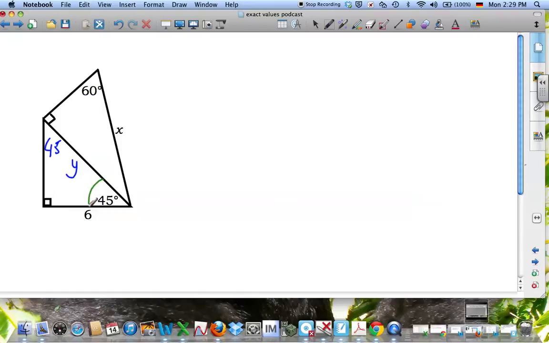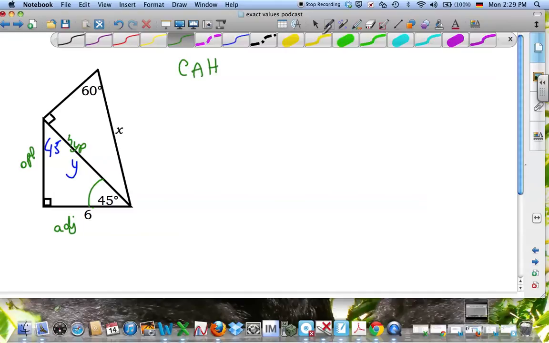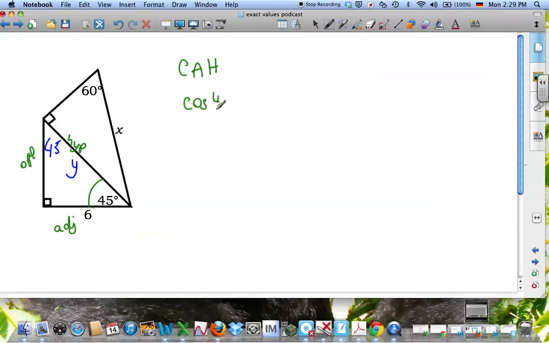So if we start with this angle here, shall we label our sides? So always easiest to label the hypotenuse first. Then the opposite, which is this one, and then the adjacent. So we're interested in the adjacent, and we want to find the hypotenuse. That's our unknown, so we need h and a. So CAH, is that right? Okay. So we're going to use cos. So cos of 45 is adjacent, which is 6, over the hypotenuse, which is y.